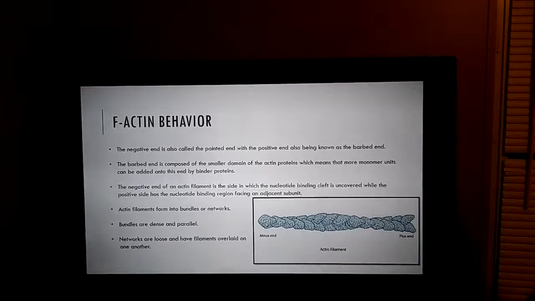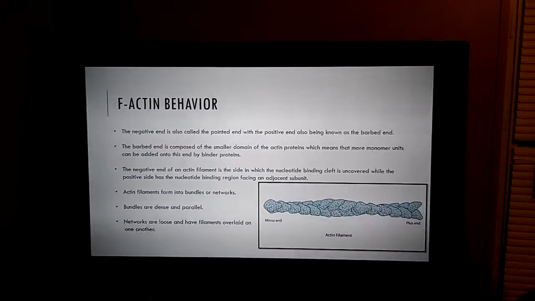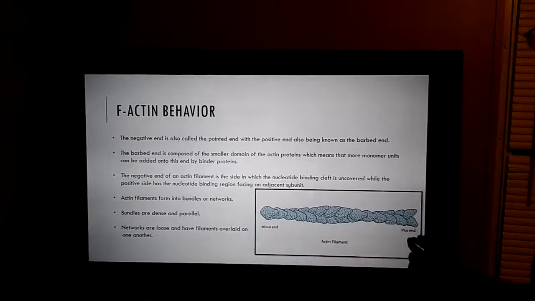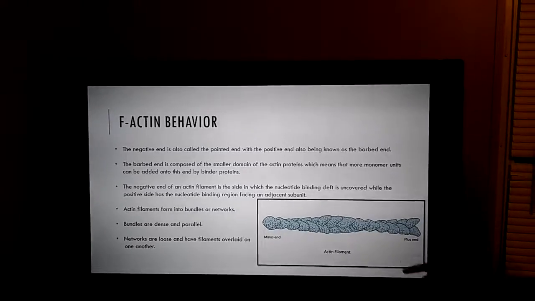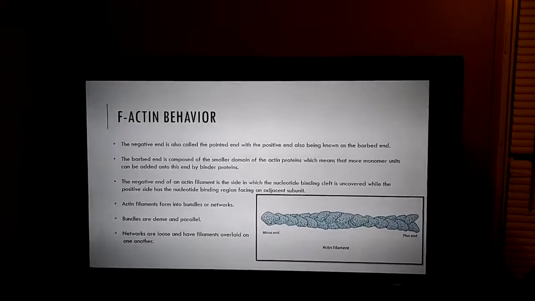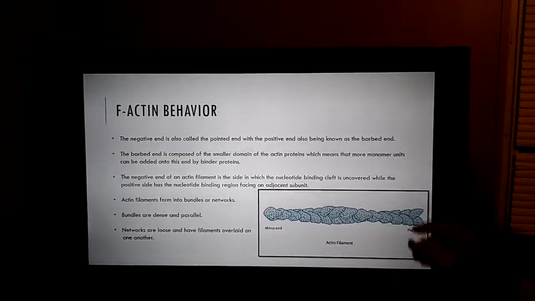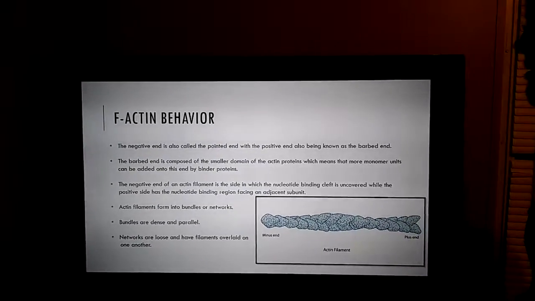And its behavior, so it's got negative ends and positive ends. The negative end is also known as the pointed end, and the positive end is also known as the barbed end. So you can see the negative end, positive end. The barbed end is composed of the smaller domain of the actin protein, and so that means that more actin proteins can bind onto it.